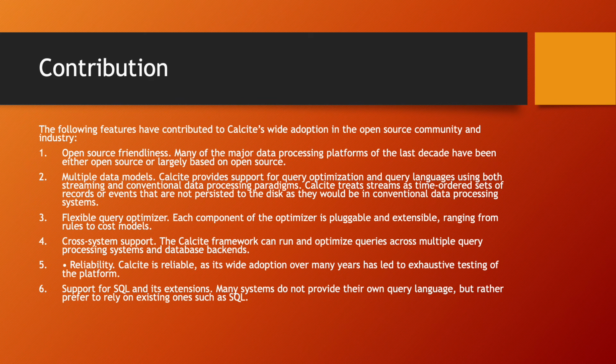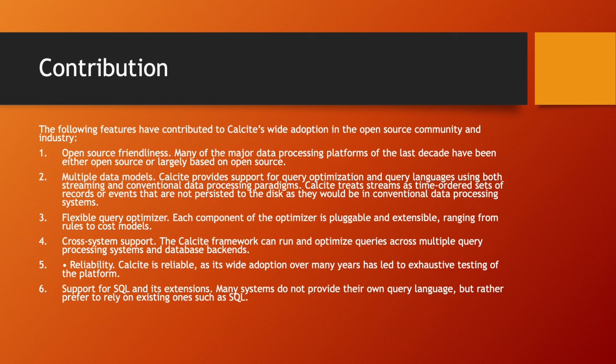The following features have contributed to Calcite's wide adoption in the open source community and industry. Open source friendliness: many of the major data processing platforms of the last decade have been either open source or largely based on open source. Multiple data models: Calcite provides support for query optimization and query languages using both streaming and conventional data processing paradigms. Calcite treats streams as time-ordered sets of records or events that are not persisted to disk as they would be in conventional data processing systems.